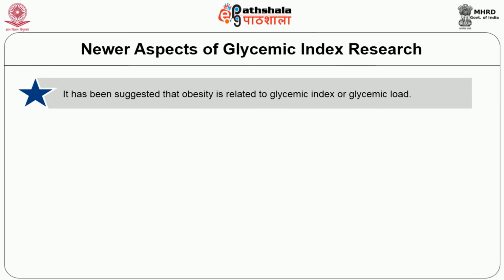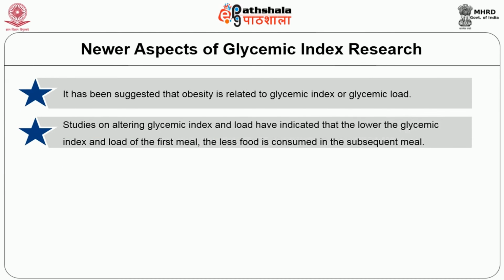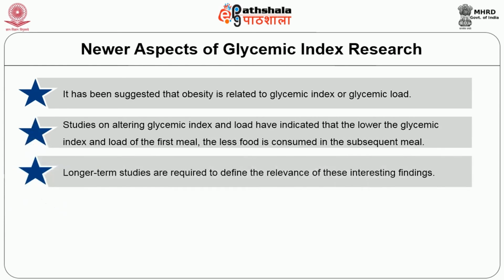It has been suggested that obesity is related to glycemic index or glycemic load. Studies in altering the glycemic index and load have indicated that the lower the glycemic index and load of the first meal, the less food is consumed in the subsequent meal. Long-term studies are required to define the relevance of these interesting findings.